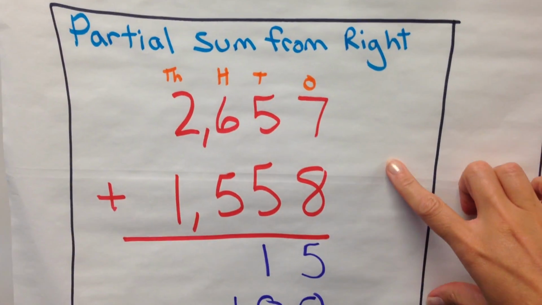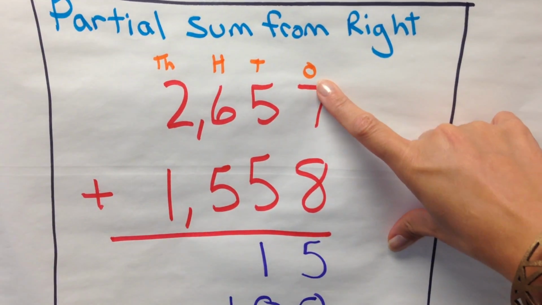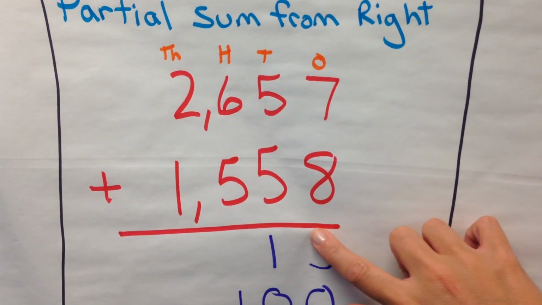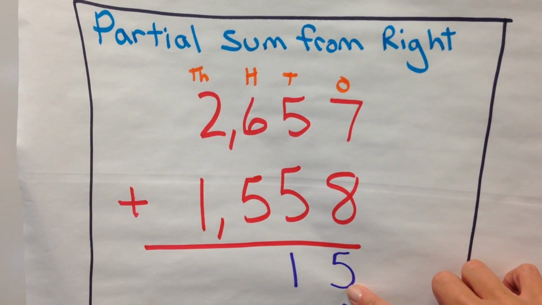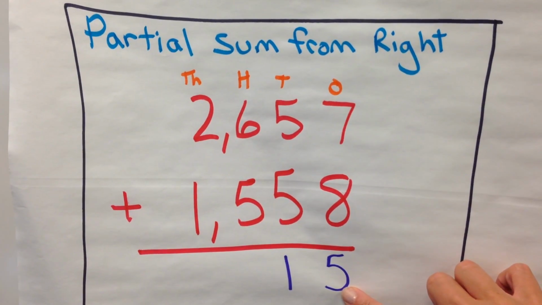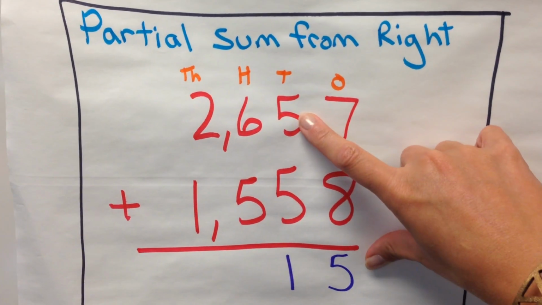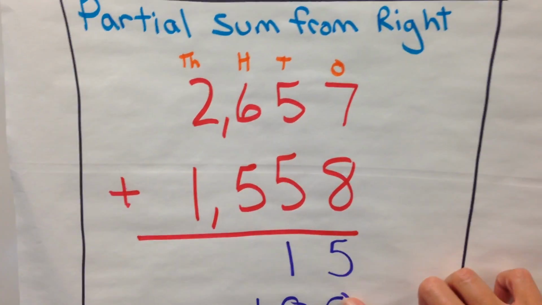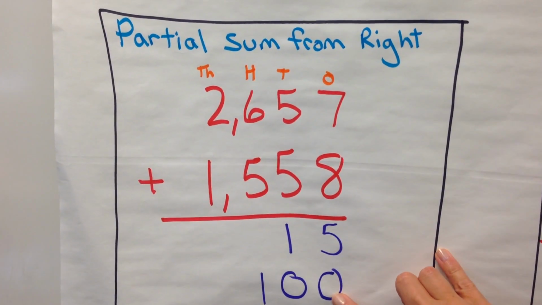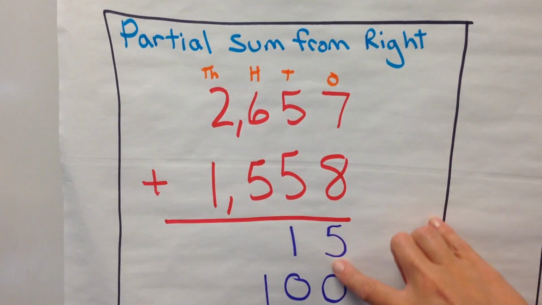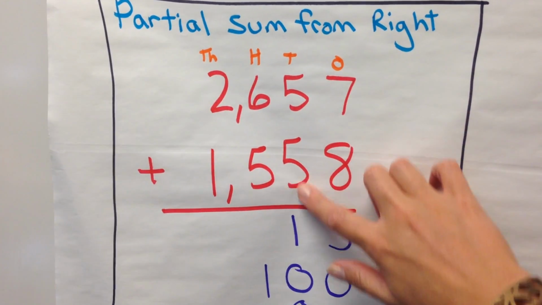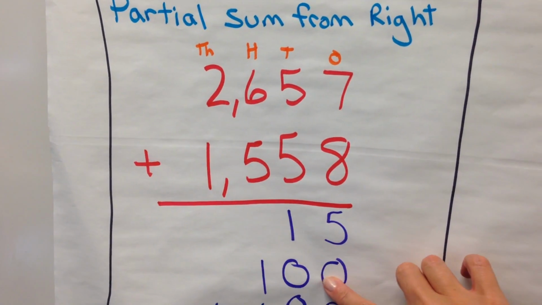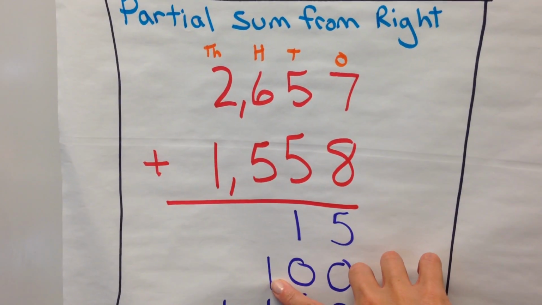So if you look here, we have our ones place. 7 plus 8 equals 15. The whole total, this is called a subtotal, is here, or a partial sum. Your next one is 5 plus 5. Well, if I go down, I am done with my ones. I don't need to worry about my ones anymore. So I'm looking at my tens place. 5 plus 5 equals 10. 10 tens altogether equals 100.